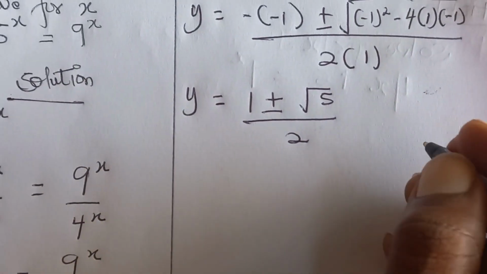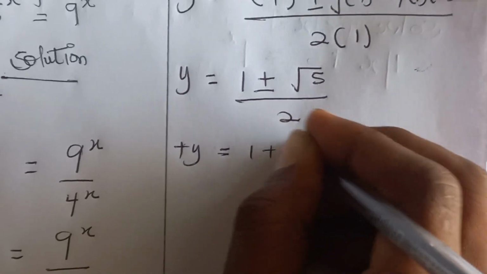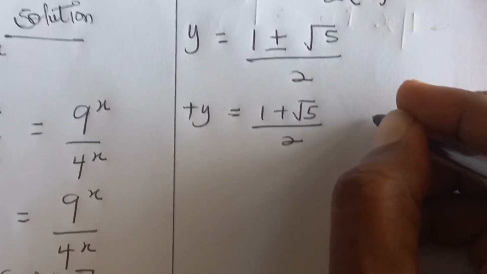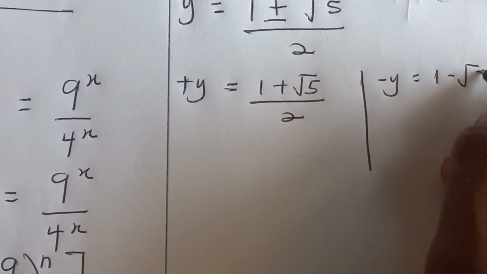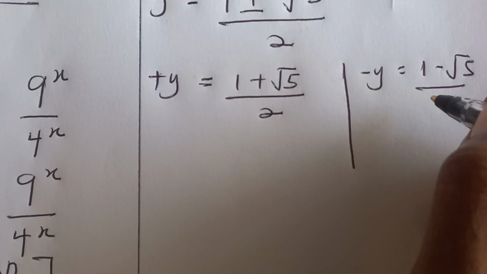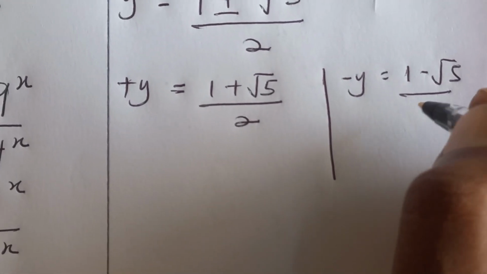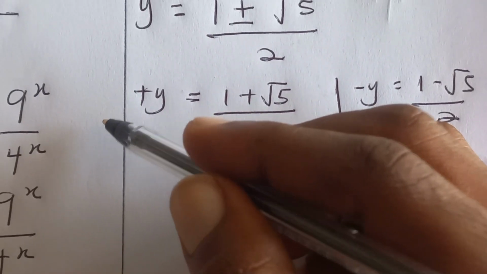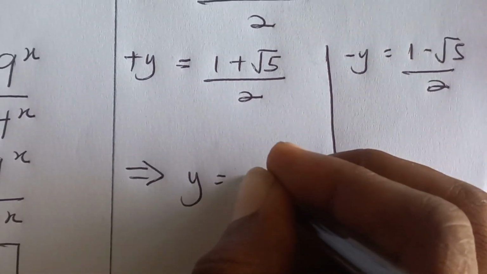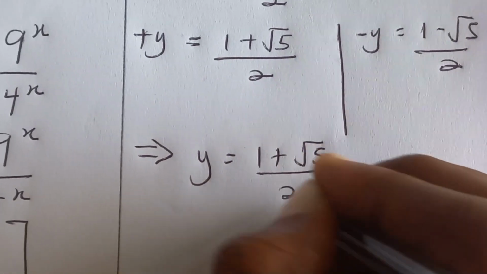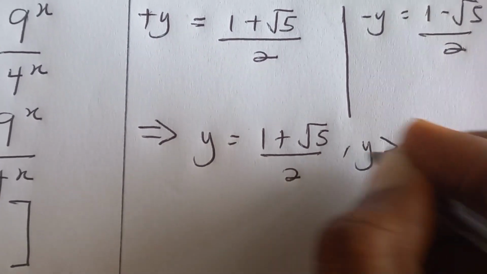Okay, so let's look for the positive side and the negative side. When y is positive, we are going to get 1 plus root of 5 all on 2. And let's see when y is negative. When y is negative, we get 1 minus root of 5 on 2, which is a negative value, and we reject. Okay, we reject the negative part of y, since y can never be negative in this case. So we take the positive side for y. We say that y is equal to 1 plus root of 5 on 2, since y is greater than 0.